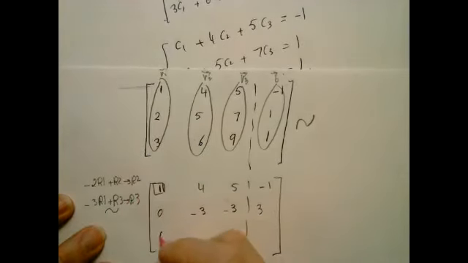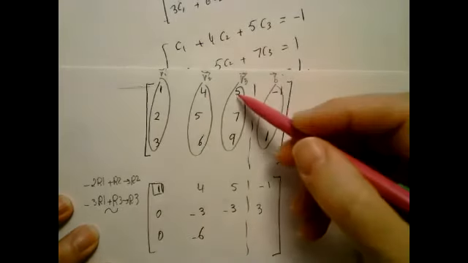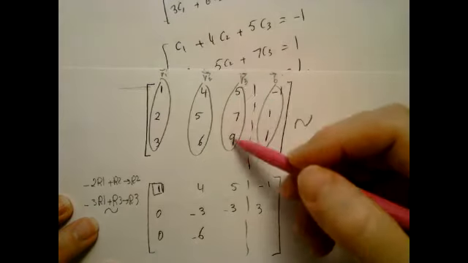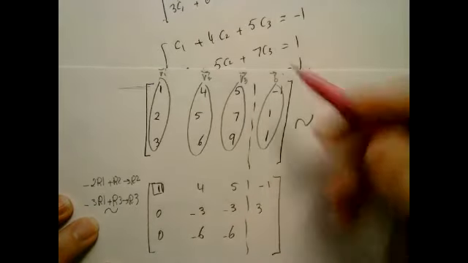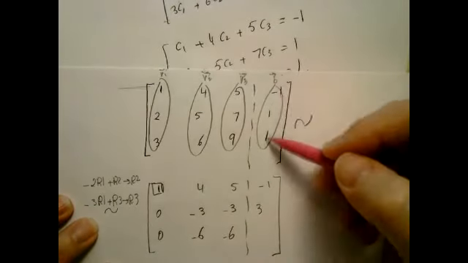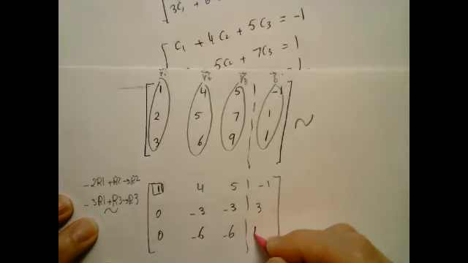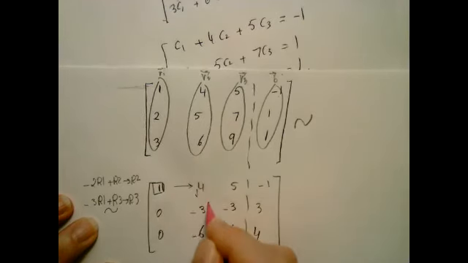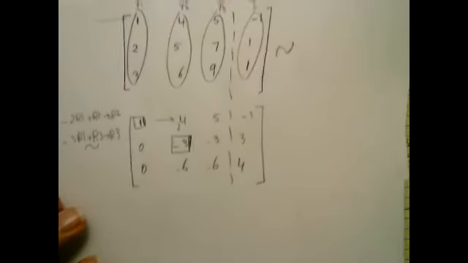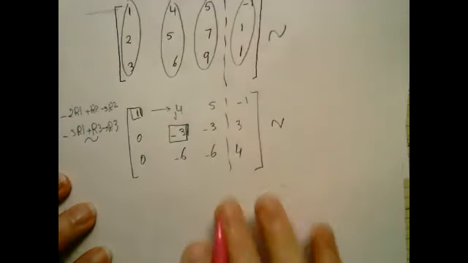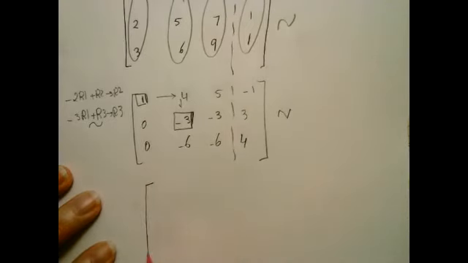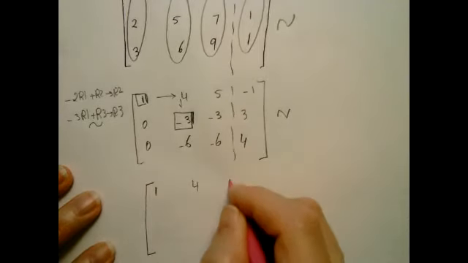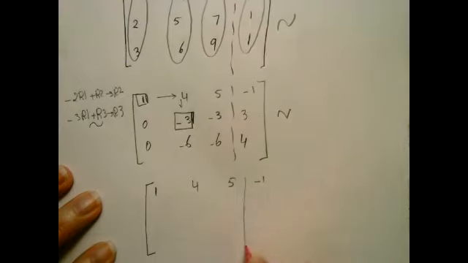So minus 3 plus 3, it's a 0. Minus 12 plus 6, that's a minus 6. Minus 15 plus 9, that's a minus 6 also. And 3 plus 1, that's a 4. So I have now, I create a leading here, which is minus 3, and I make under it 0. So this will give me the following: 1, 4, 5, minus 1.